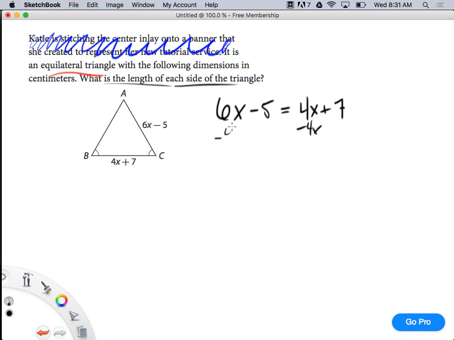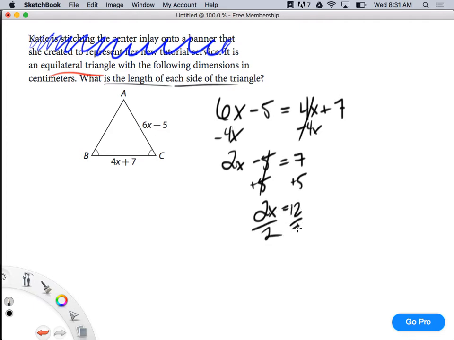Subtract 4x from both sides. I get 2x minus 5 equals 7. Add 5 to both sides. 2x equals 12. Divide both sides by 2. X equals 6. Am I done? Or do I have to do another step? What do I do? Plug it in.